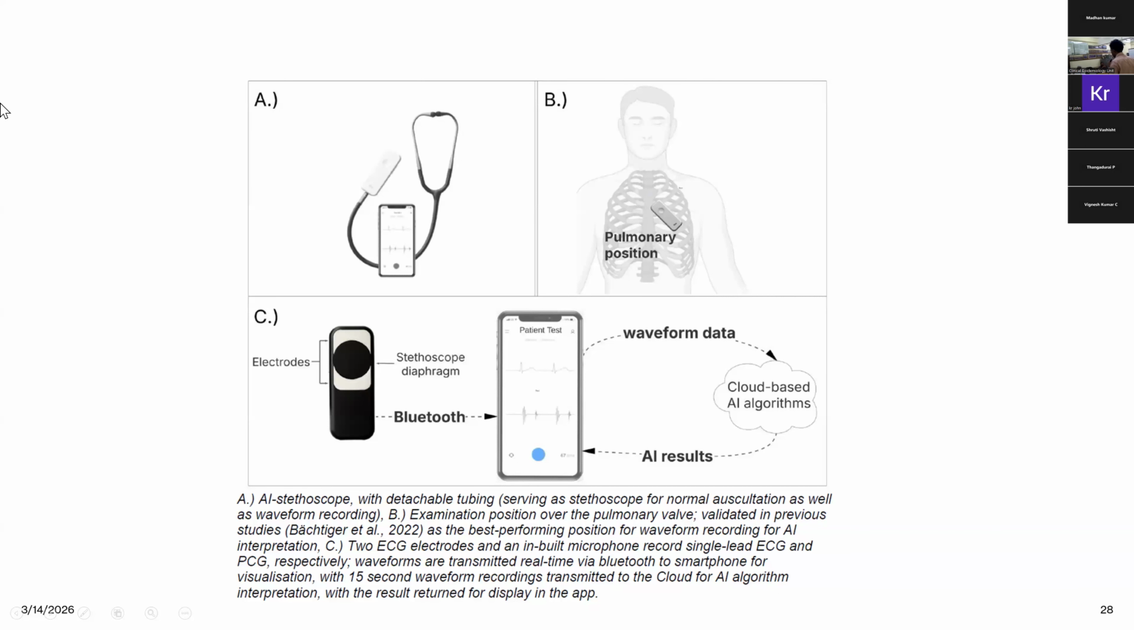That means they must have an ECG electrode as well at the same time. This stethoscope itself has the ECG recording integrated. Yes, sir. It measures the phonocardiographic recording as well as the ECG recording. The electrodes are part of the same device.